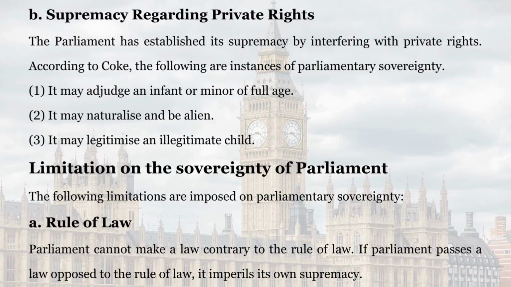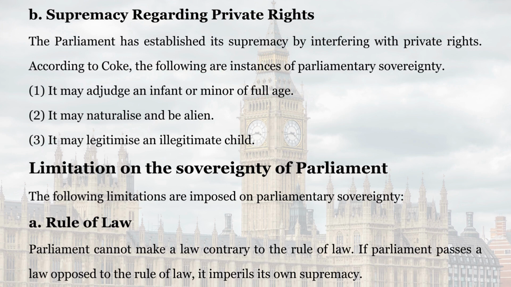B. Supremacy regarding private rights. The Parliament has established its supremacy by interfering with private rights. According to Coke, the following are instances of parliamentary sovereignty. 1. It may adjudge an infant to be of full age. 2. It may naturalize an alien. 3. It may legitimize an illegitimate child.